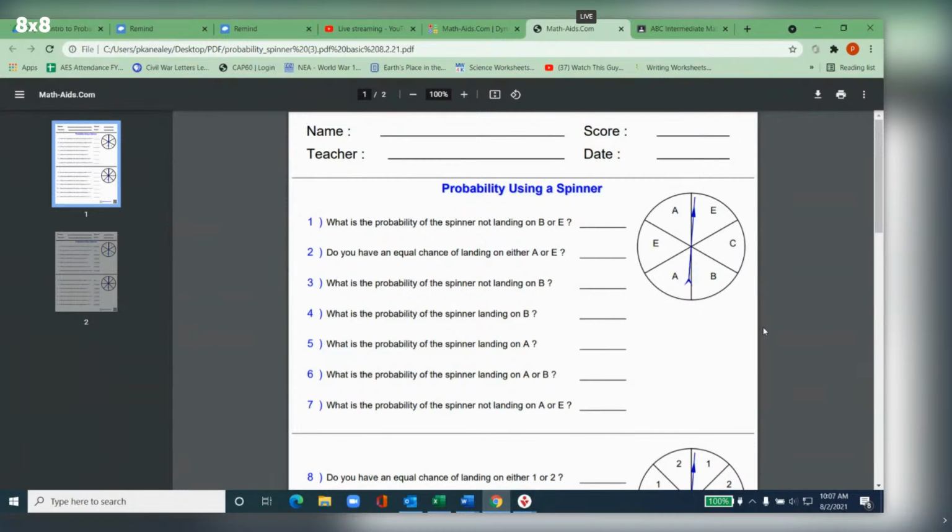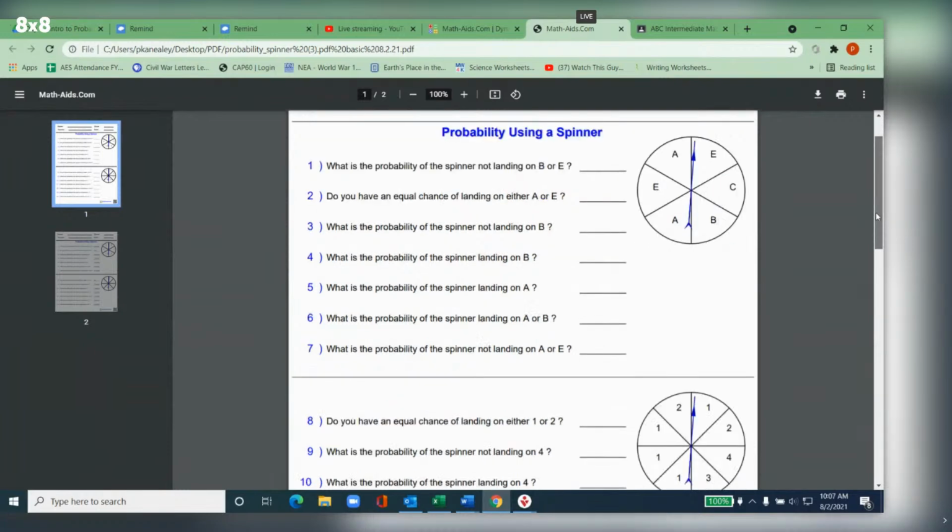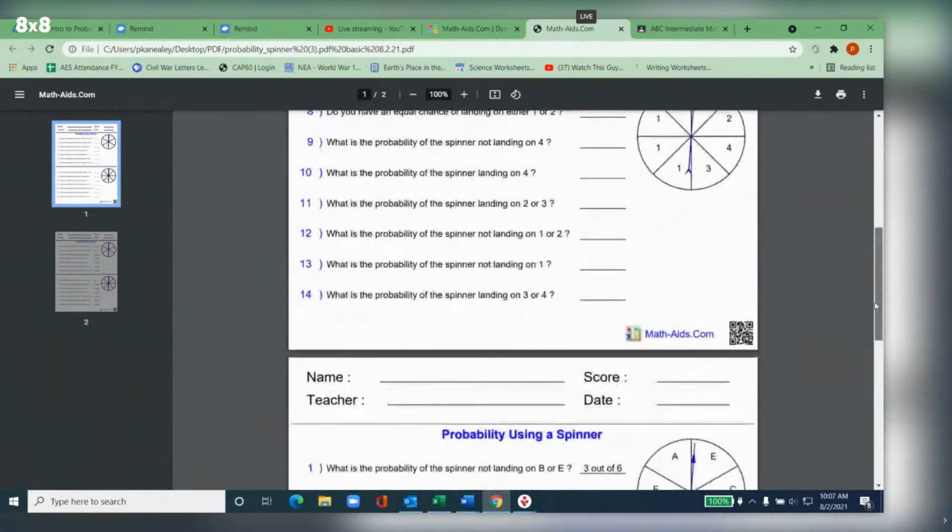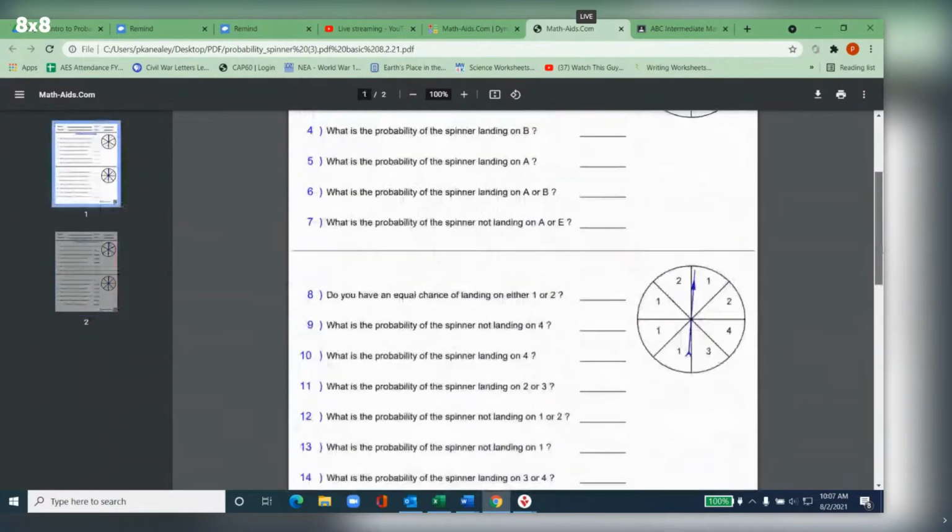Okay, so I'm going to let you work on this. We'll go over this tomorrow. The answer's down at the bottom, but go ahead and try it without looking at the answers. And then when you're done, just check it down here, okay?